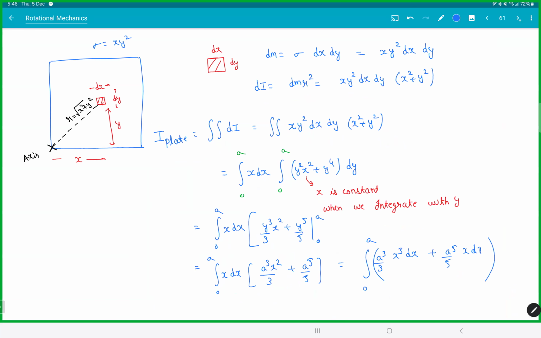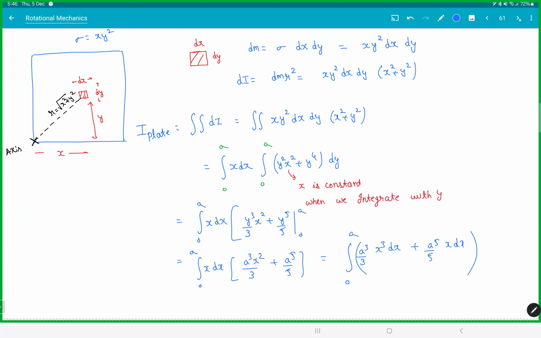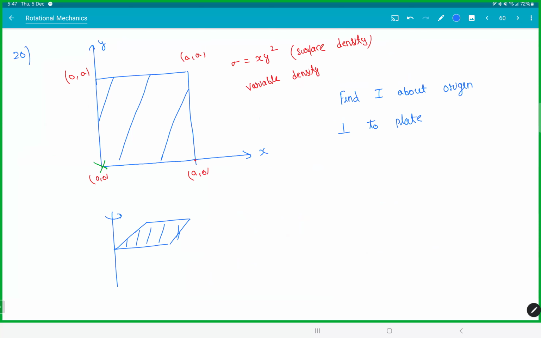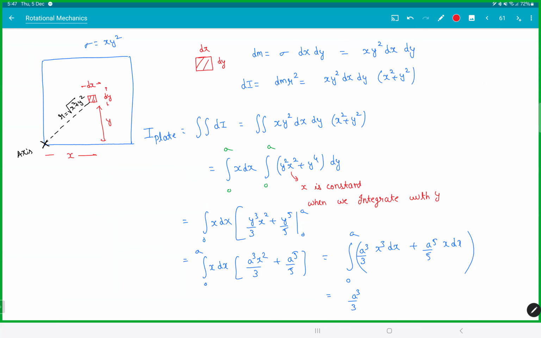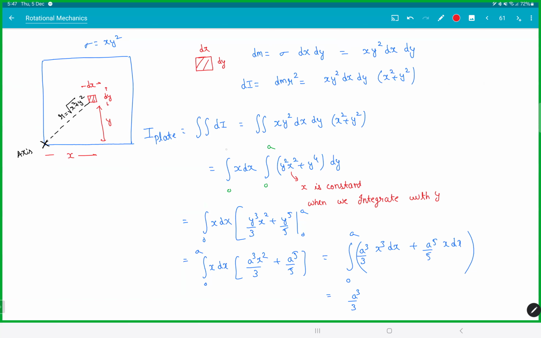How much is this? The x cube dx will be a cube by 3. I'll do one thing, wait. Let's make this a rectangle, with corners a comma b and 0 comma b, so that you can clearly see what is happening. Then these limits will go from 0 to b.